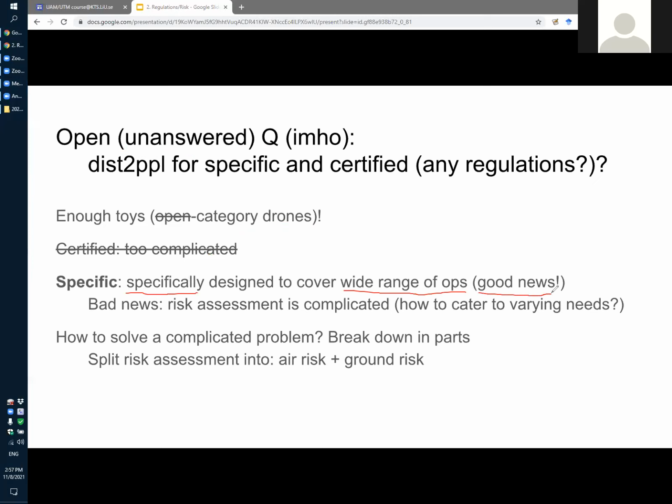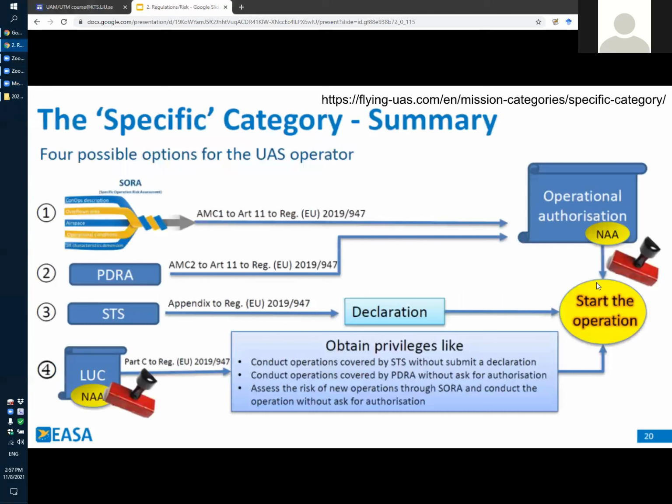Of course, it's good that it is so wide, but if you want to do the risk assessment for such a broad set of operations, it's pretty complicated, as you may imagine. So you have to cater to lots and lots of needs. You have to go through a quite complicated multi-step process called SORA, Specific Operations Risk Assessment. Of course, in general, how do you solve a complicated problem? You break it into parts. And when it comes to risk assessment, you break it into air risk and ground risk. That's what SORA does, and that's what I will speak about in the quantitative risk assessment.